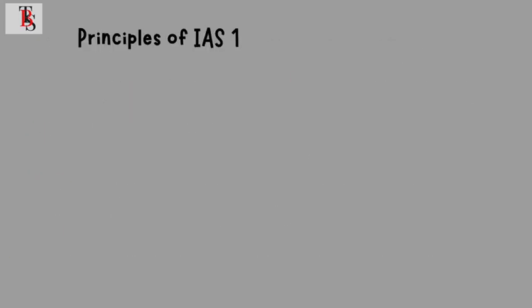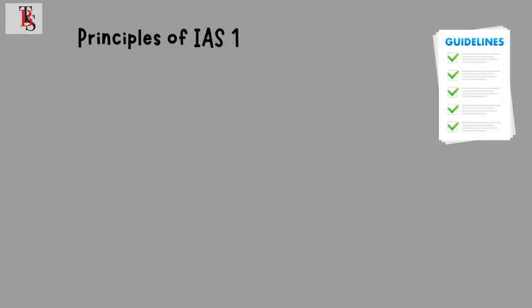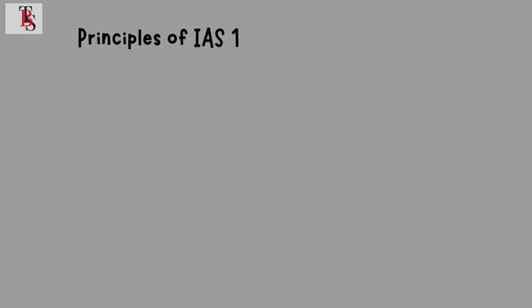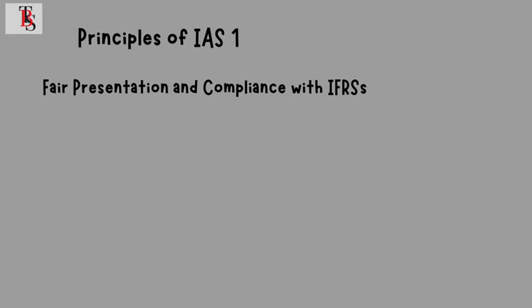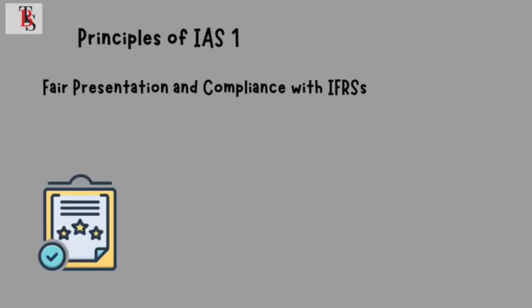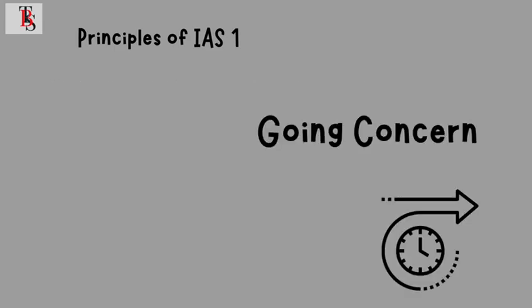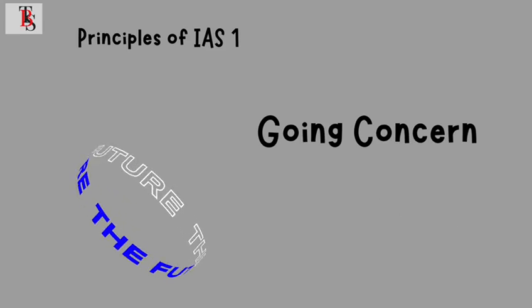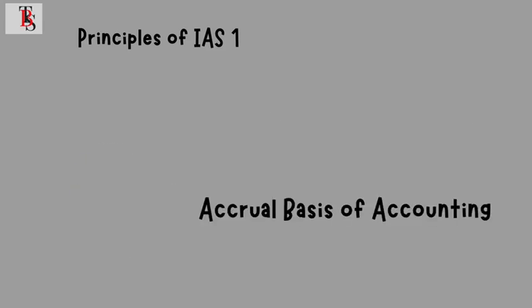IAS 1 is based on a few fundamental principles. Consider these to be the guidelines for creating financial statements. These include: 1. Financial statements must comply with IFRS and present fairly the financial position, performance, and cash flows. 2. The statements are prepared on a going concern basis, assuming the entity will operate for at least 12 months from the reporting date. 3.